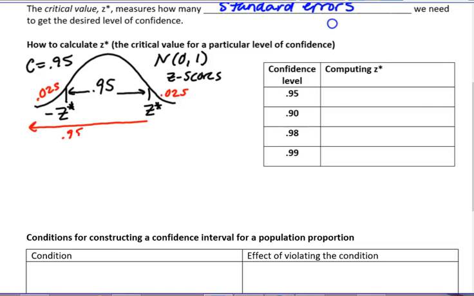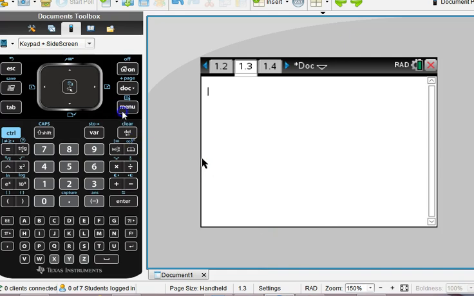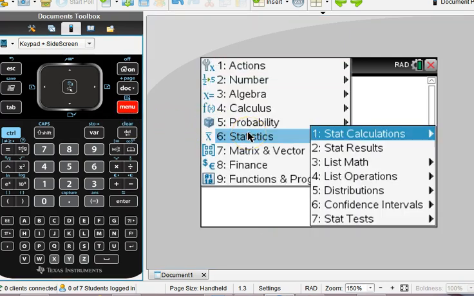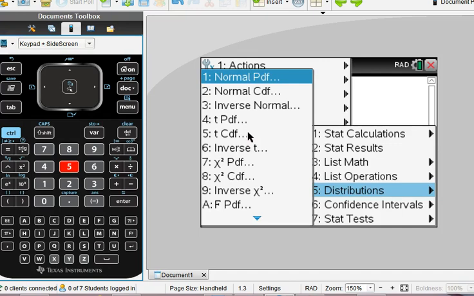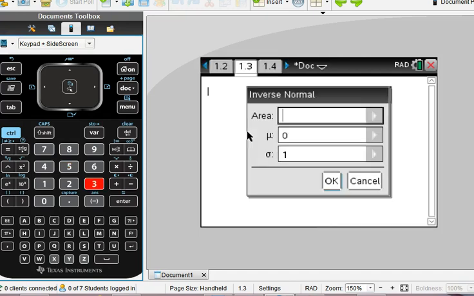So this is going to be 0.95 plus 0.025, or 0.975. To find the z critical value for a 95% confidence level, I would do inverse norm on my calculator, 0.975. So let's go ahead and do that. You go to menu, statistics, distributions, and 3, inverse normal. I put in the area under the curve, 0.975, and push OK.